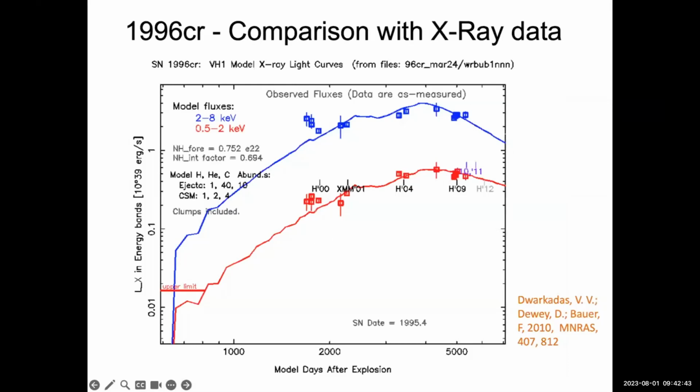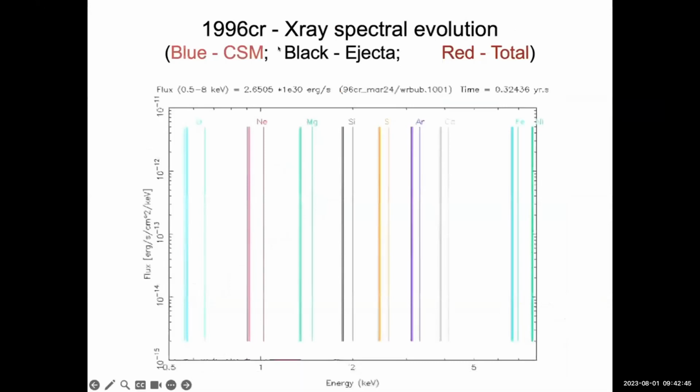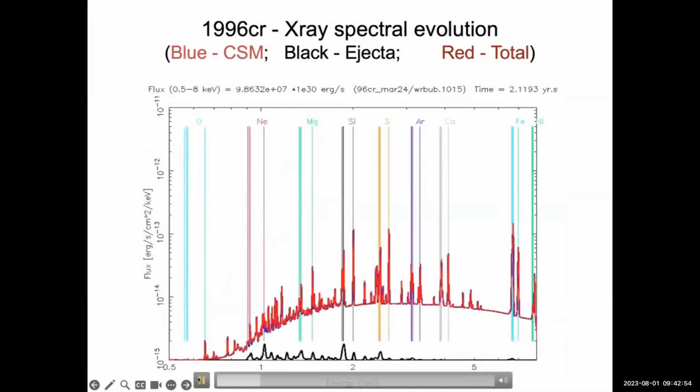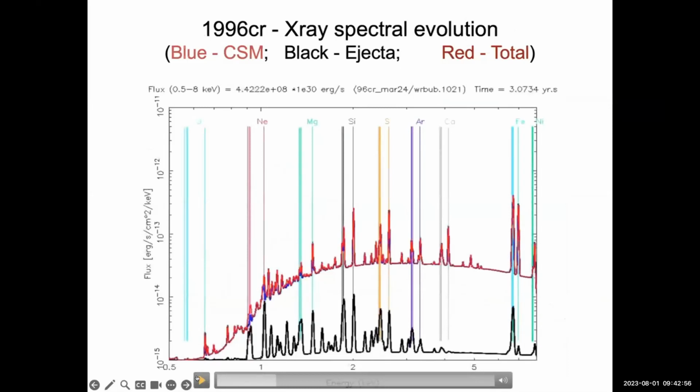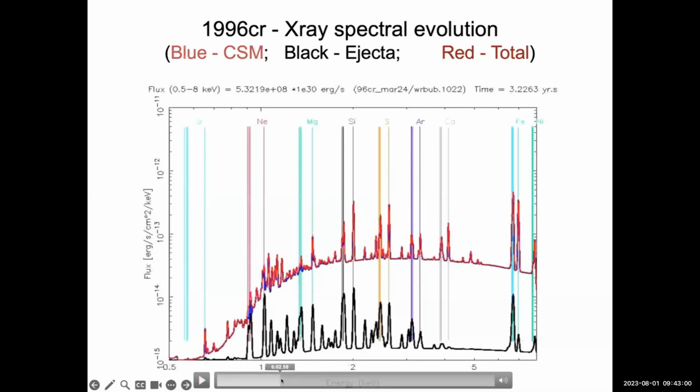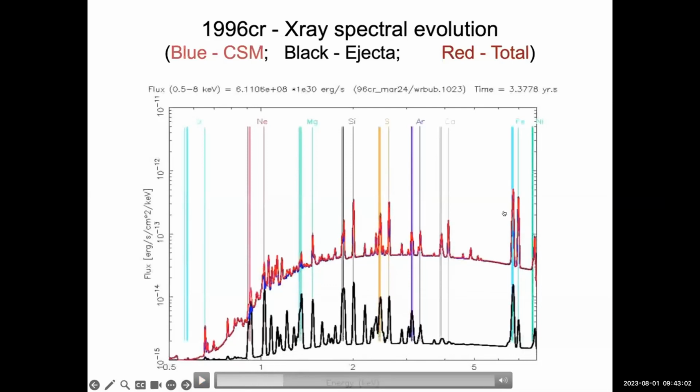We also calculated the spectra. As I mentioned, I won't go into details. It's pretty complicated with non-equilibrium ionization calculations, but you can read the paper. But basically, if I play the spectra out here, we calculated spectra at every time step. What you can see out here is that the red is the total spectrum. The total spectrum consists of the spectrum from the forward shock, which is the blue, and the spectrum from the reflected or reverse shock, which is the black.